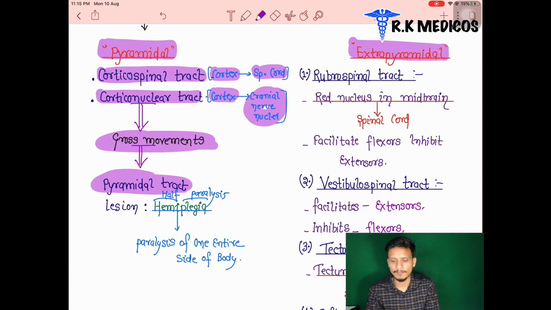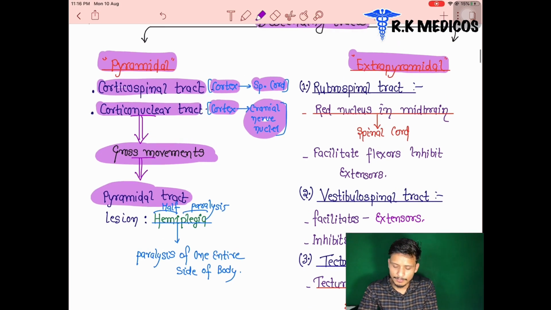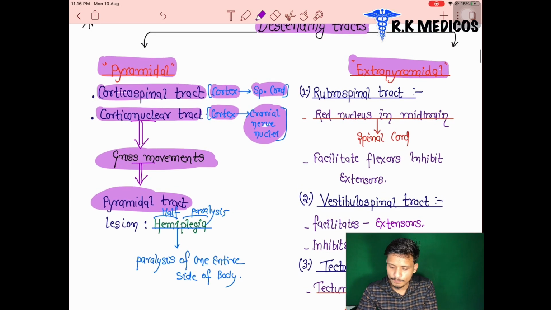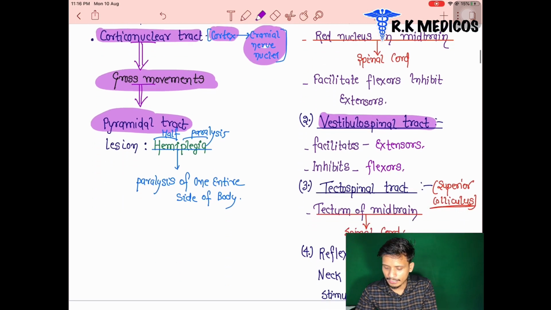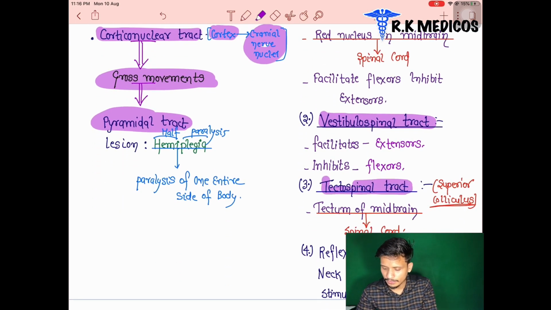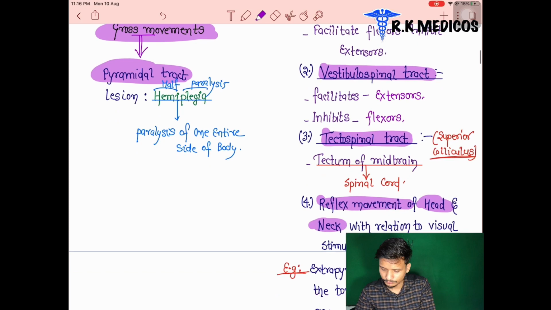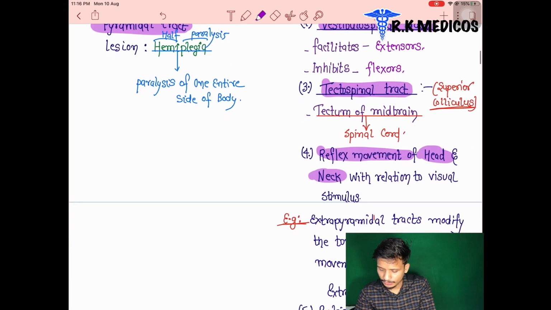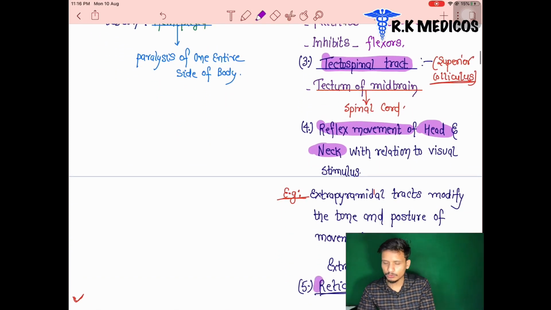That is hemiplegia. Now we are going to see the extrapyramidal tract. In the extrapyramidal tract, the first tract is the rubrospinal tract. Next is the vestibulospinal tract. Third is the tectospinal tract. Fourth is the tract for reflex movement controlled by the head and the neck. Fifth is the reticulospinal tract. So these are the five different tracts included in the extrapyramidal tract.